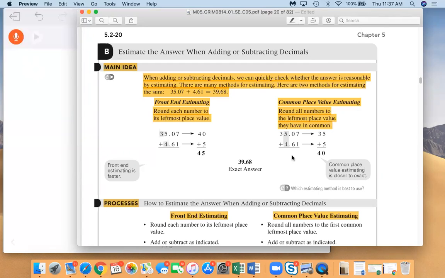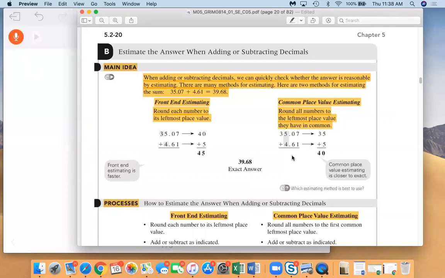I'm telling you guys, I know that not everyone listens to me, but please, even if you're outside of this class and anything you do, if the answer doesn't make sense, take another look at it, okay? When adding or subtracting decimals, we can quickly check whether the answer is reasonable by estimating. There are many methods for estimating. Here are 2 methods for estimating the sum. Now, we already talked about these, so this is just review, but now we're doing it with decimals.